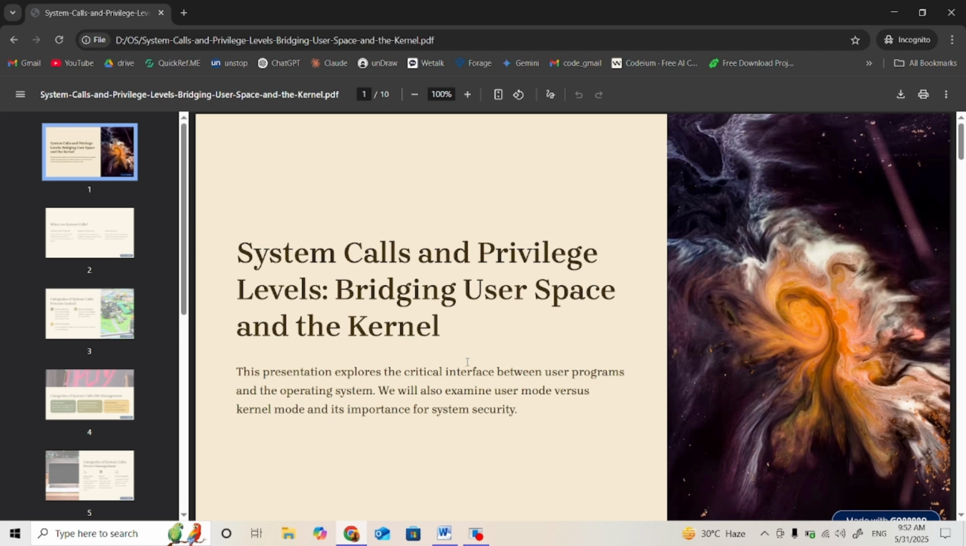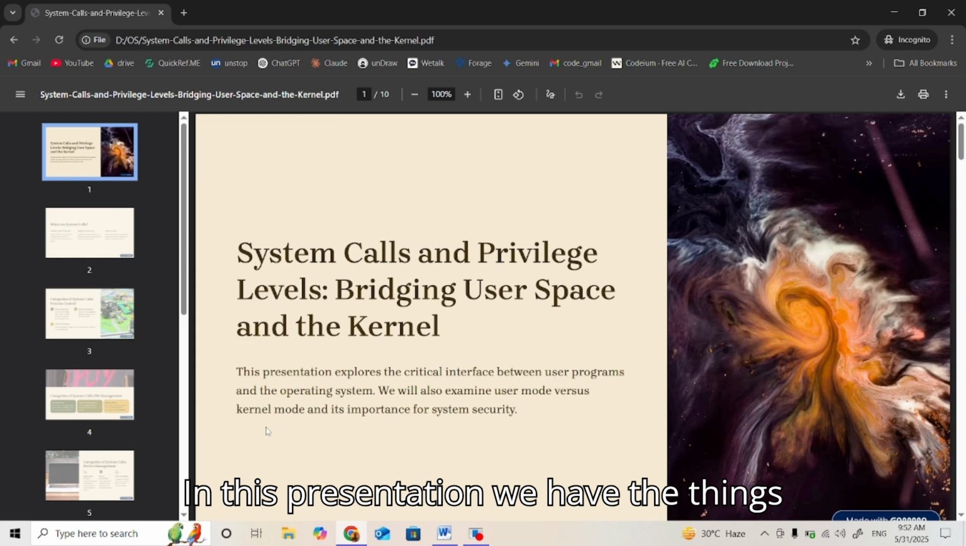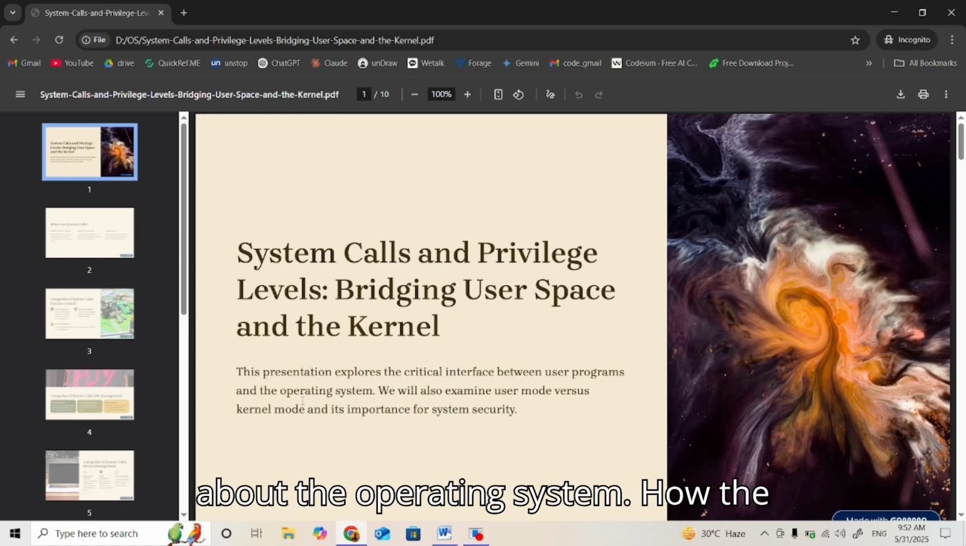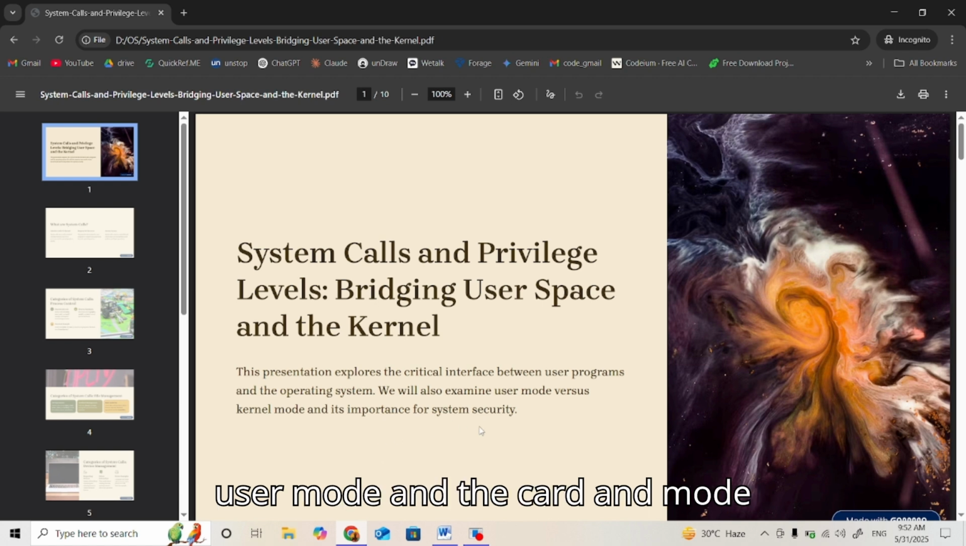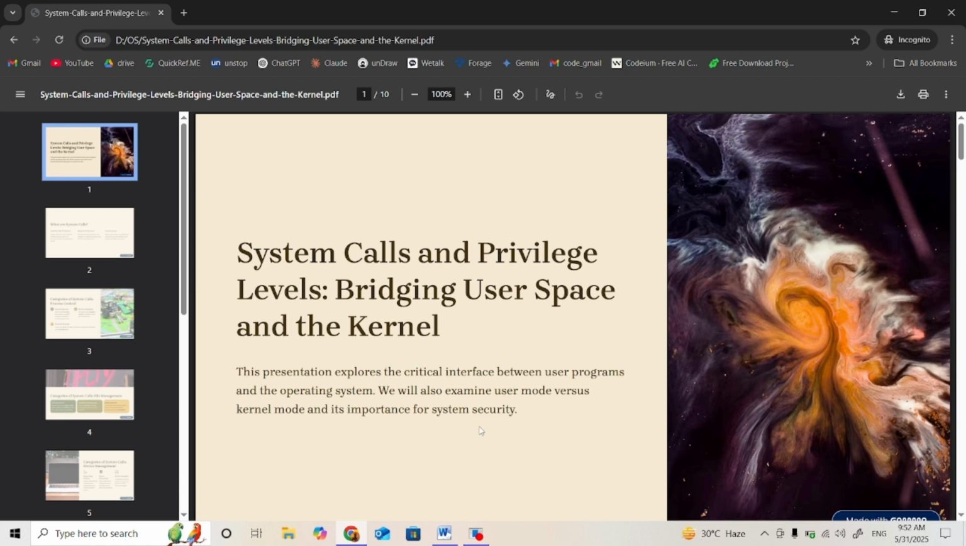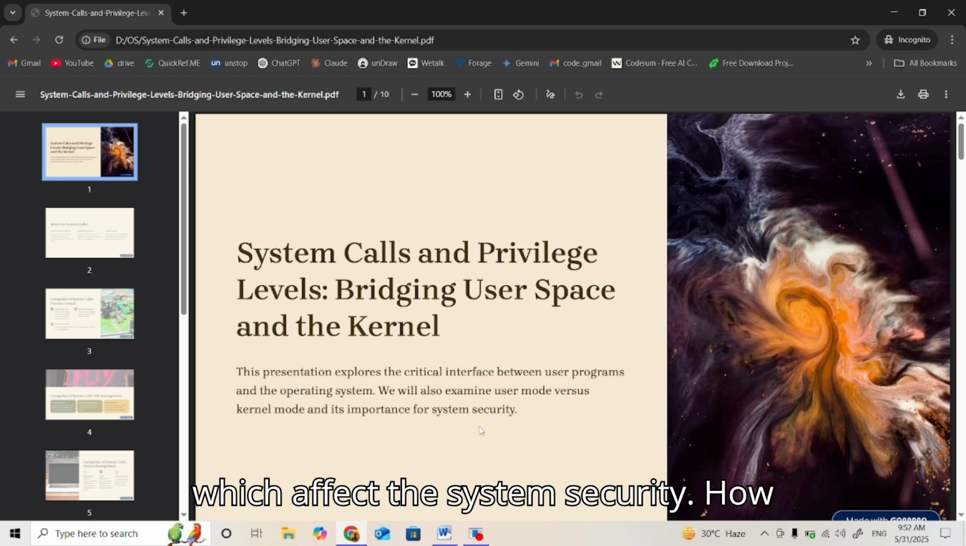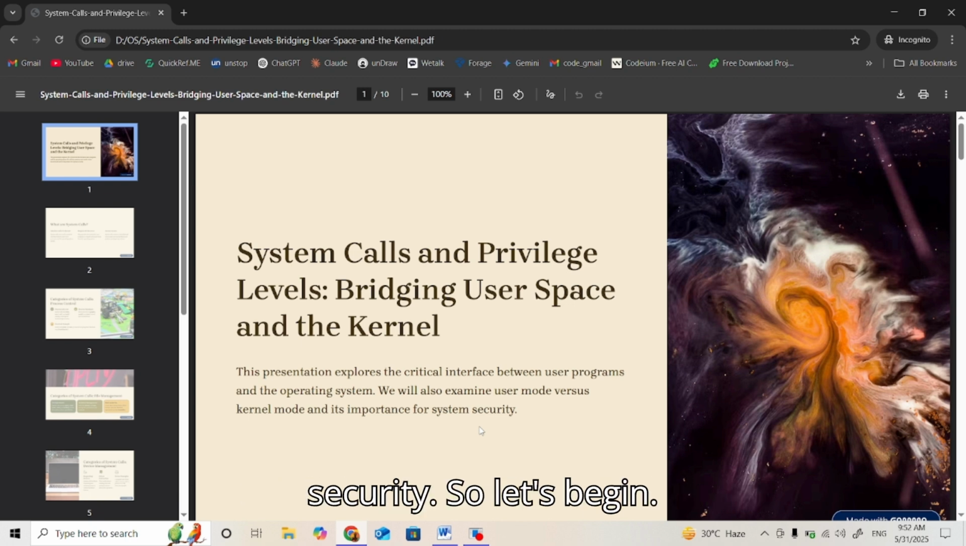So let's begin. In this presentation, we cover the operating system, how user programs work, and examine user mode and kernel mode, which affect system security and are important for it. So let's begin.